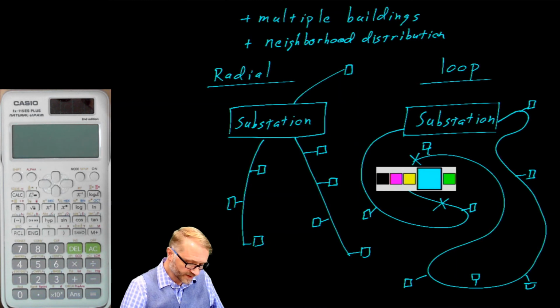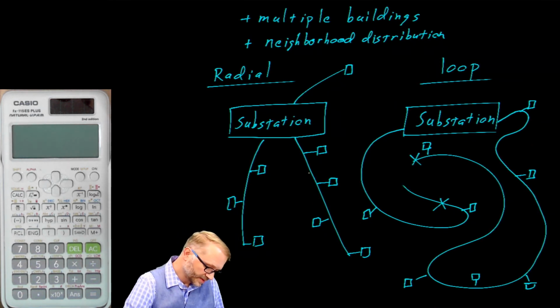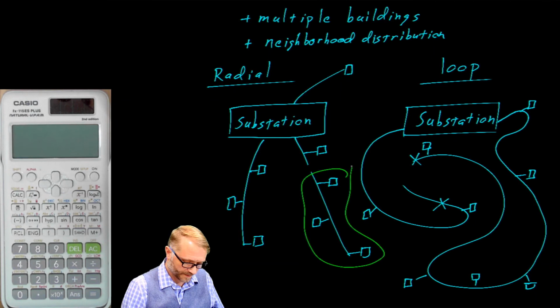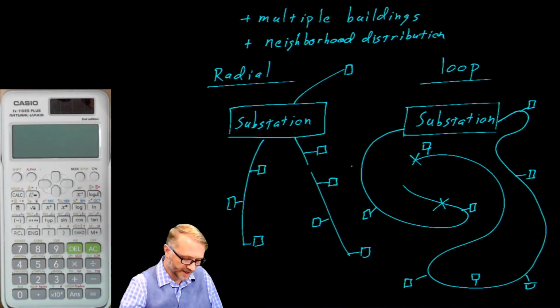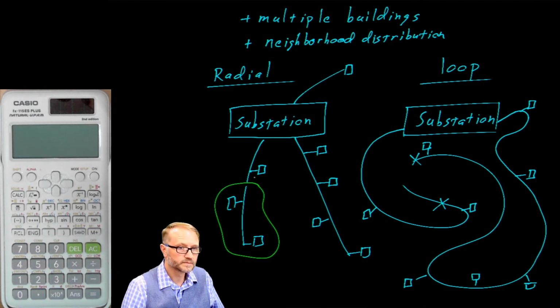That's different than the radial system. For example, if this wire here broke, all of these users no longer have power. The reason, of course, is that there's no redundancy. For any individual user, there is only one connection to the substation. So if that connection gets severed, any person downstream will lose connectivity.